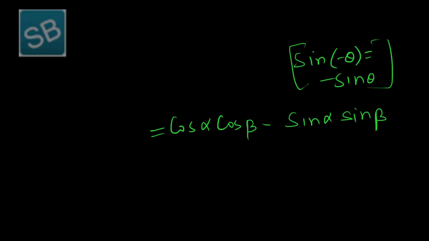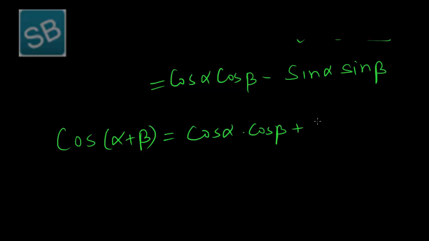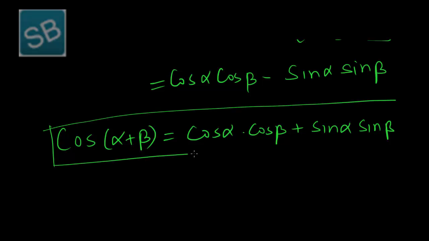So we get two formulas of cos, that is cos of alpha minus beta, which is cos alpha into cos beta plus sin alpha into sin beta, and cos of alpha plus beta, which is cos alpha cos beta minus sin alpha sin beta. So this is the second addition formula for the cos function.